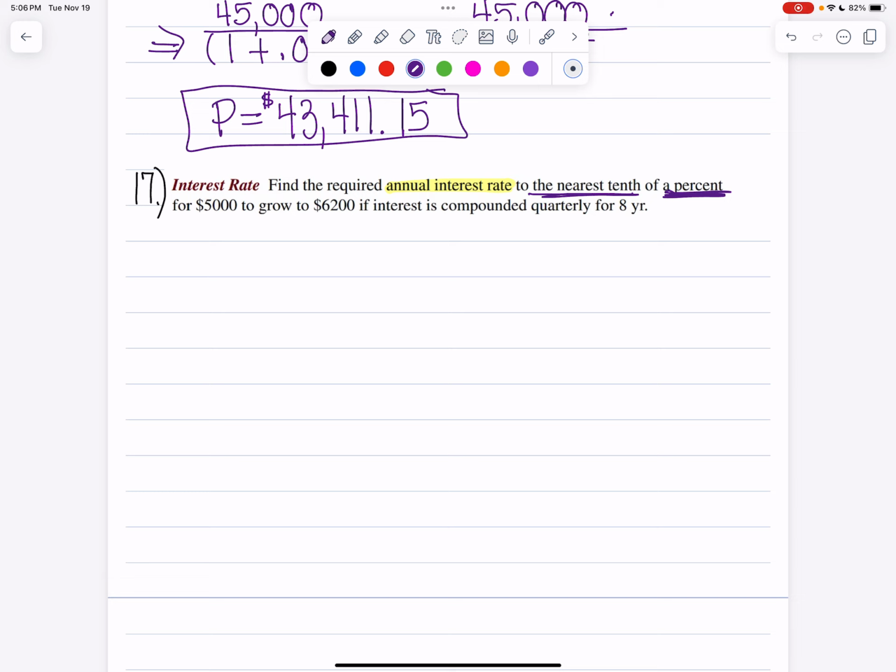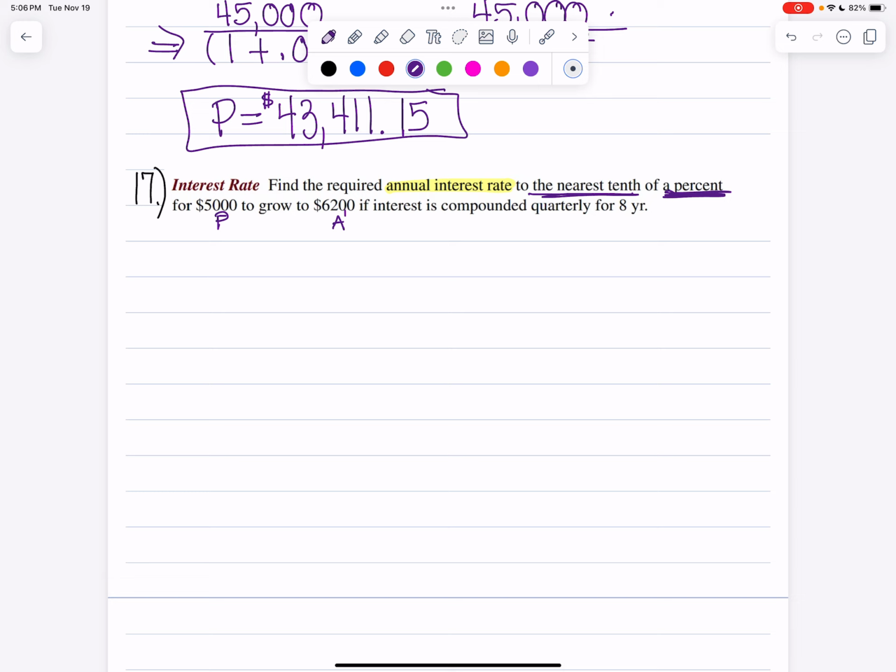Let's read it. We want to know the annual interest rate for an account that started off with 5,000 but grew to 6,200 if the interest is compounded quarterly for 8 years. You got to read it: it started for 5,000. So that means this is our starter. So that has to be P. This is our A right there. If it started 5,000, it grows to 6,200. That has to be our A, the future value. You're expecting more in it, okay?